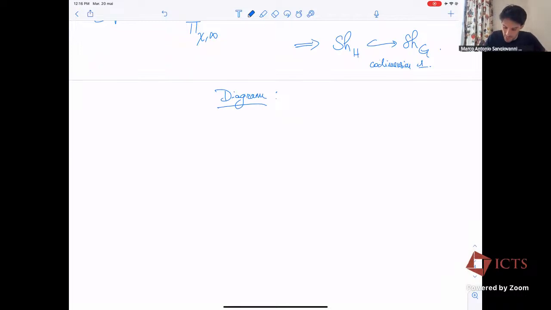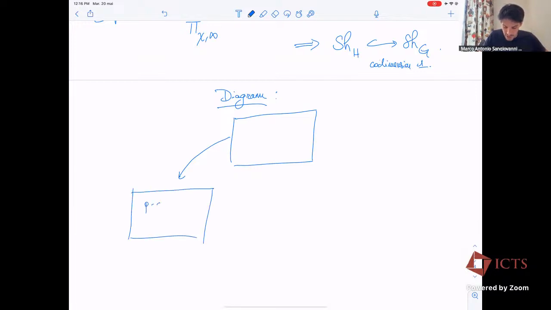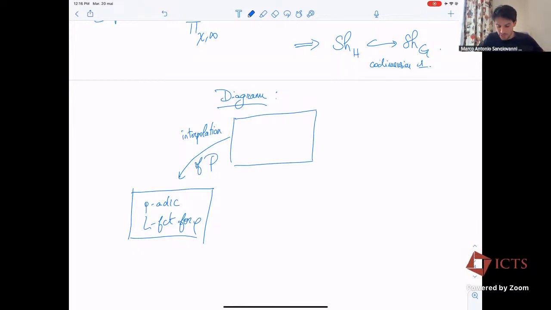As I said, the starting point is, you should look in the literature for the construction of a p-adic L-function. So here you have the construction of a p-adic L-function for rho or pi, and it should be by interpolation of the period integral P. Okay, so p-adic interpolation of whatever this period integral P is.